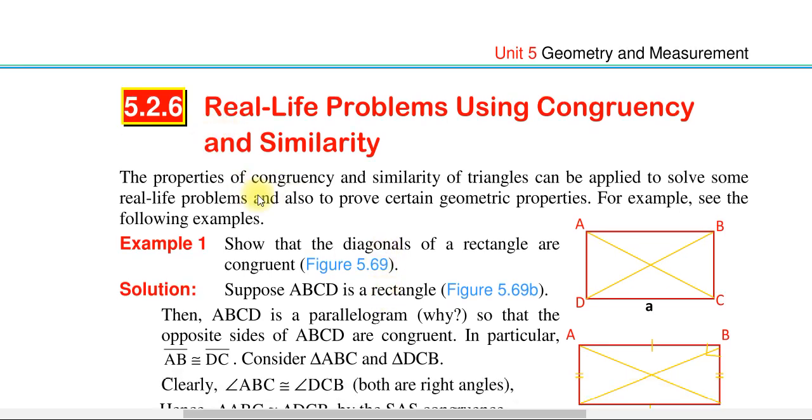The property of congruency and similarity of triangles can be applied to solve some real-life problems and also to prove a certain geometric property. For example, see the following example. Show that the diagonals of a rectangle are congruent.